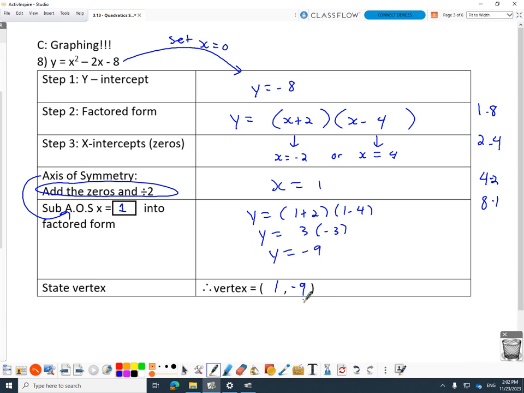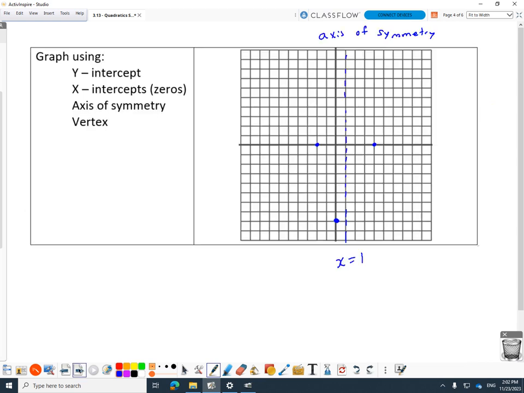And what is a vertex? Yeah, I know it's -9, but what in general, what's a vertex? The highest or lowest point. And again, if you need me to go back to a certain page, that's okay, but I'm going to finish this off. 1, -9, 2, 4, 6, 8. There it is, the vertex. Now I can draw the parabola.